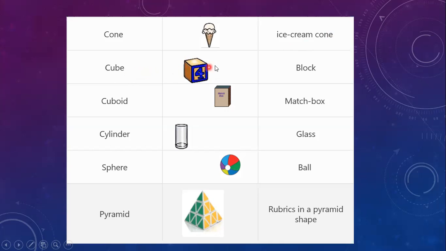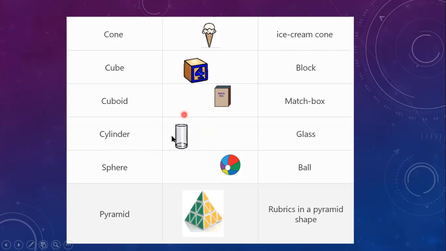And cube. What is the shape of a cube? When you play dice, when you play Ludo or Snake and Ladder, you will get the dice. That is the best example. Or a block is also an example for the cube. Cuboid. You can say a matchbox, or you can take a thicker textbook. That is also an example for cuboid.